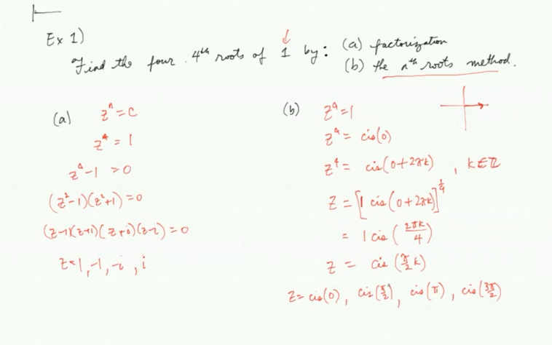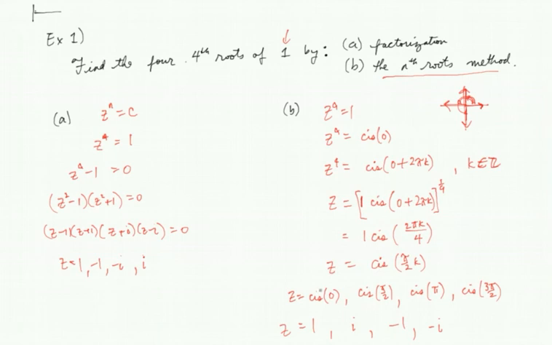Okay, and now this becomes cis of 0. Well, that's just 1, isn't it? So that's just 1. Cis of pi over 2, that's over here. So that would be i. Cis of pi would be over here. That would be minus 1. And cis of 3 pi over 2 would be down here. And that would be minus i. Okay? So these, again, are my four solutions.